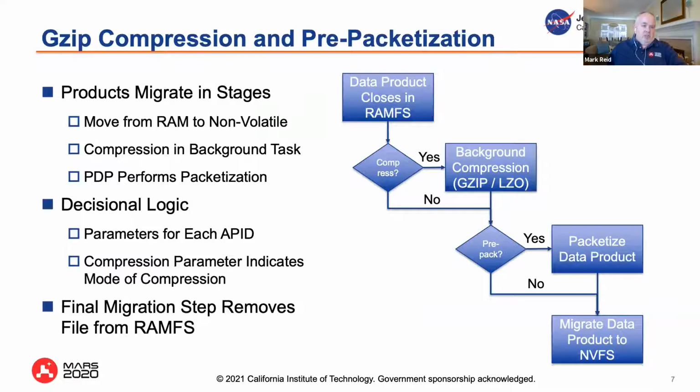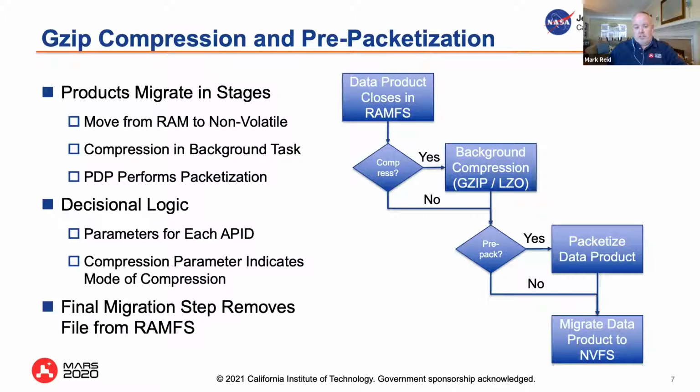So then an additional capability that was added was Gzip compression. The idea here is as products are migrated from RAM to non-volatile, so a client is finished writing a data product and closes that data product in RAM, sends a close request to DMS to say, I'm done writing this data product. DMS has the responsibility to now move that off to non-volatile.